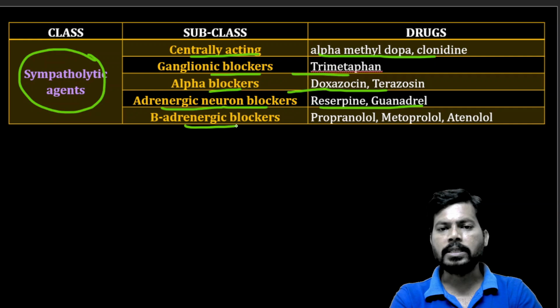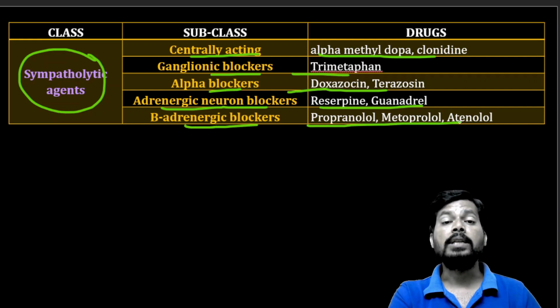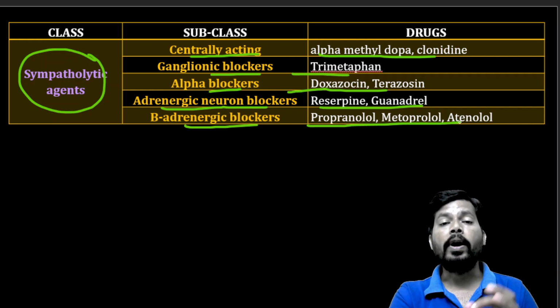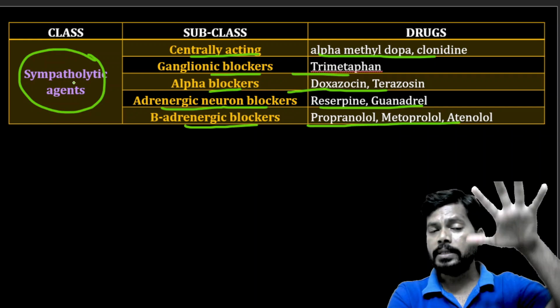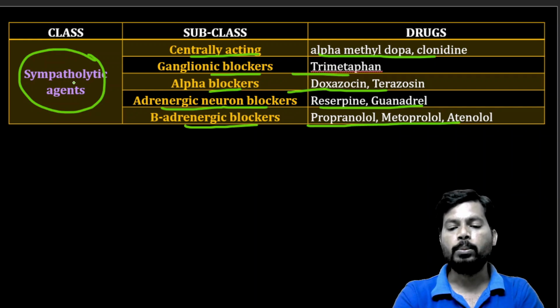Beta adrenergic receptor blockers: propranolol, metoprolol, atenolol. In hypertension or high blood pressure, there is overactivity, excess activity of the heart. So to control that excess activity of the heart, we have to block beta receptors in the heart, which causes relaxation of the cardiac muscle and a decrease in blood pressure as well as hypertension. So these are all the drugs that act on the sympathetic nervous system, decrease its function, and control hypertension, nothing but blood pressure.